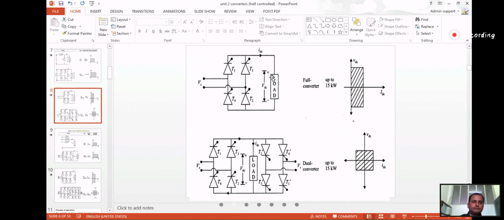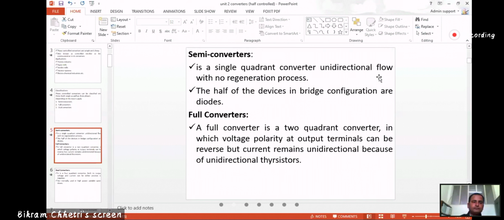Its flow is unidirectional. If you use a half wave controlled converter, you are using just one thyristor. That thyristor is a single flow, unidirectional. In the positive half cycle, it will conduct. So that's why it's known as unidirectional, and there is no regeneration process going on. In bridge configurations, they use two thyristors and two diodes, so half of the devices are diodes and half are SCRs.